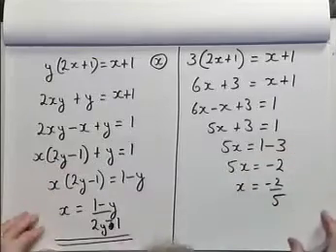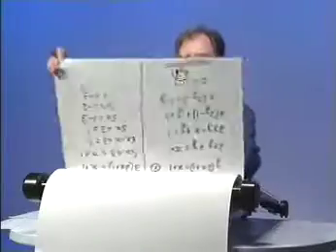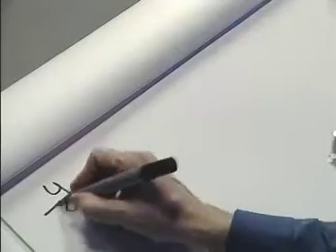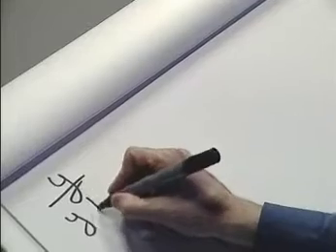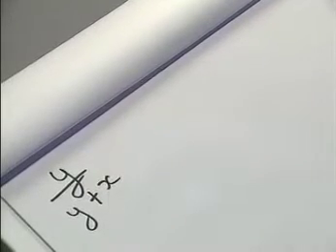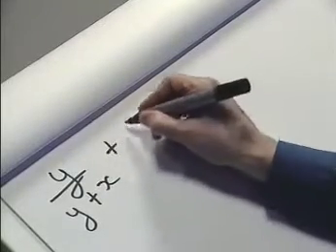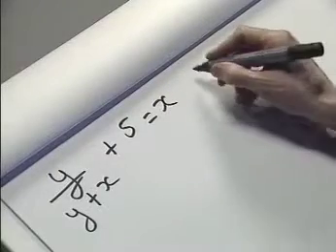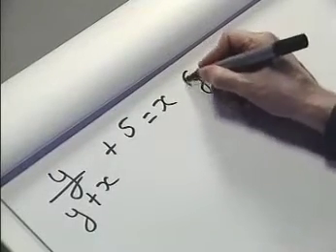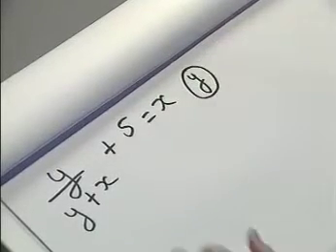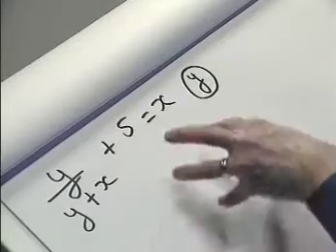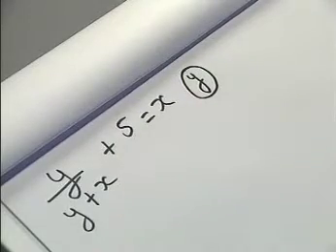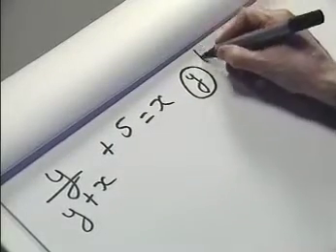So we need to bear that in mind and follow it through. Let's take another expression, y over y plus x, plus 5, is equal to x. And this time we're going to be finding y. We're going to be getting y equals, and we want some lump of numbers and x's over this side.